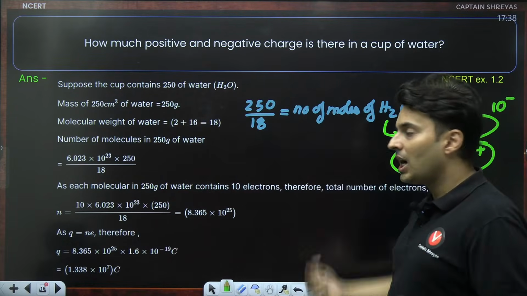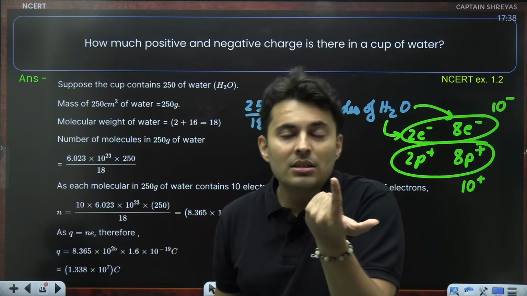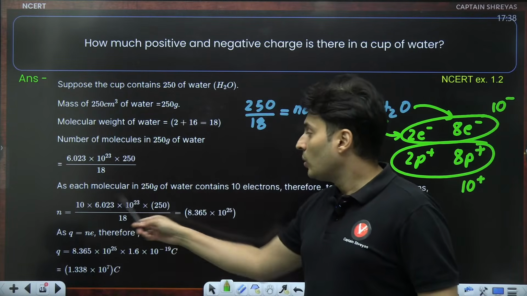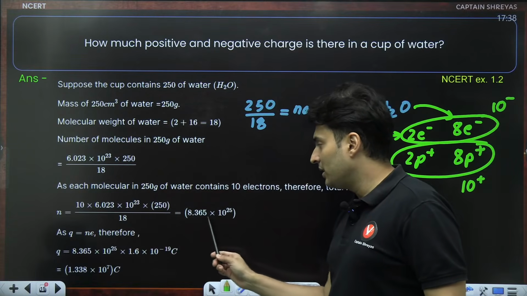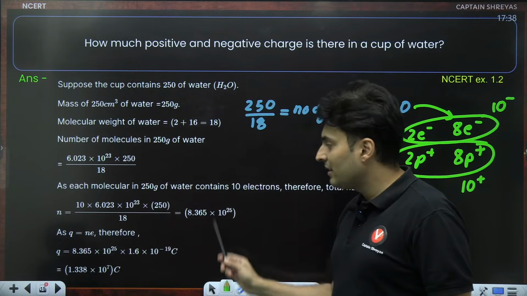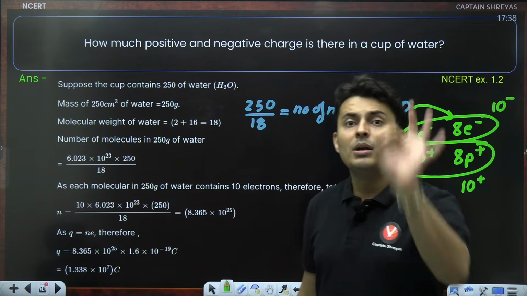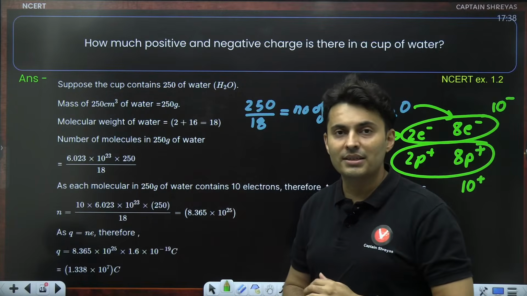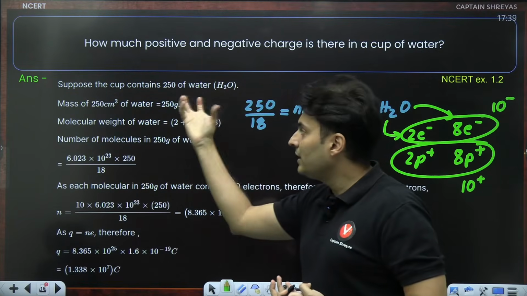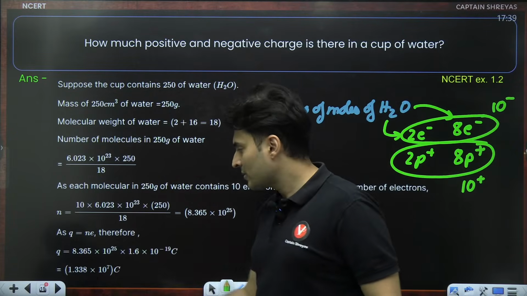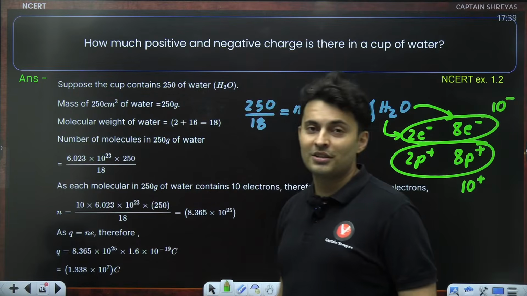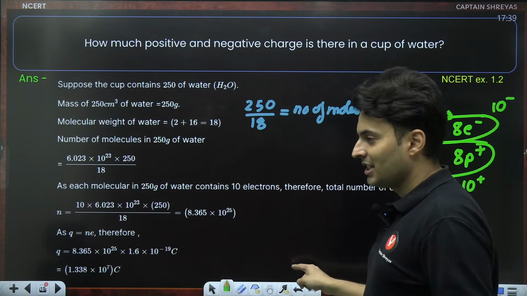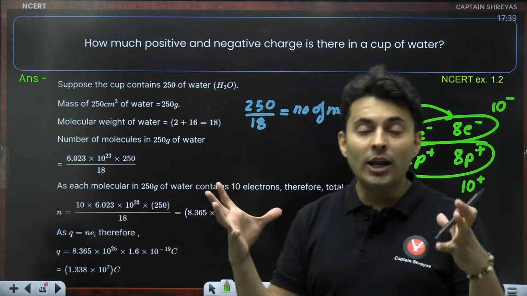Last step, how much charge is there? Now guys, every charge is 1.6 into 10 to the power minus 19 coulomb. So whatever number of charges you got, 8.3 into 10 to the power 25, if you multiply this with 1.6 into 10 to the power minus 19, what you will get is the charge of positive or the charge of negative, magnitude wise, as a whole in that entire 250 ml of water. If you notice, this charge is very, very huge. Look at this, 10 to the power positive 7. So many zeros. It's like 13 million coulomb of charge.